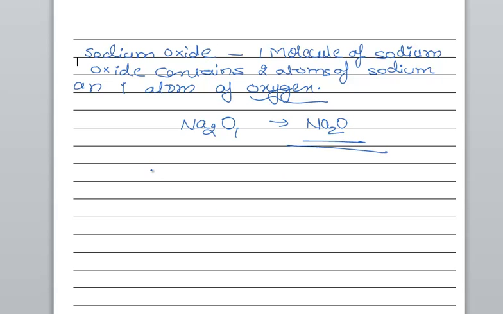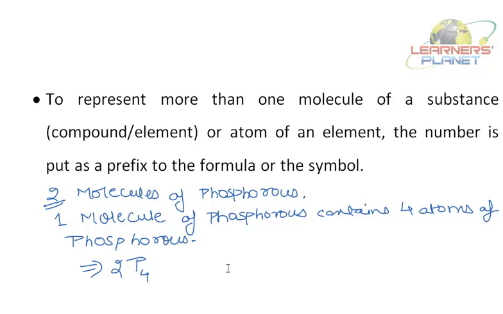Now if I have to represent, say, 10 molecules of sodium oxide, it is what? It is Na2O, and 10 molecules is 10Na2O. Likewise, students, you can write the chemical formula of any compound, right?